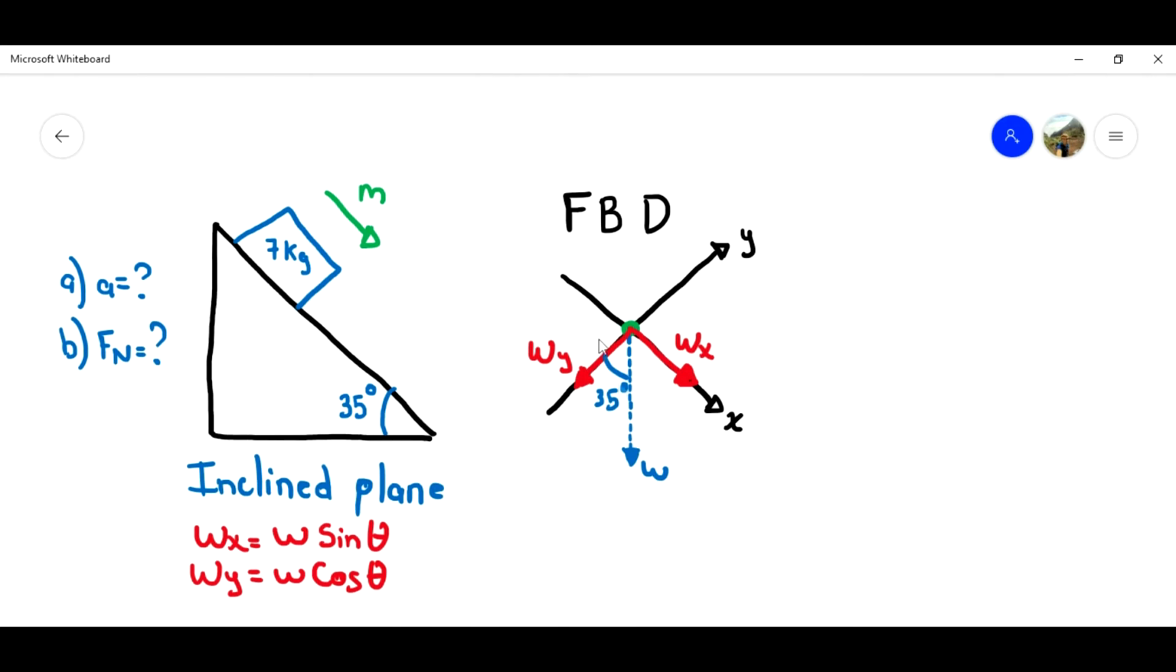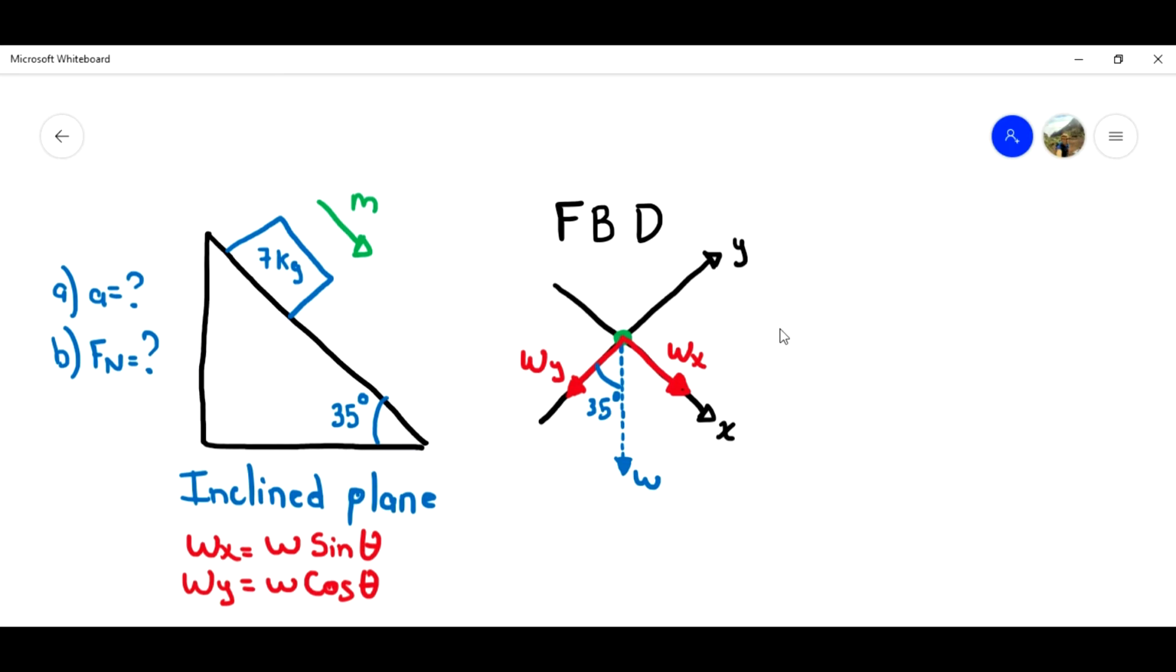So I got the weight, I got wx and wy, and remember that every time we have a surface and the block is over that surface, we're going to have a normal force, and the normal force is going to be perpendicular to the surface and opposite to the weight. So the normal force is going to be this one over here. That is the normal force.